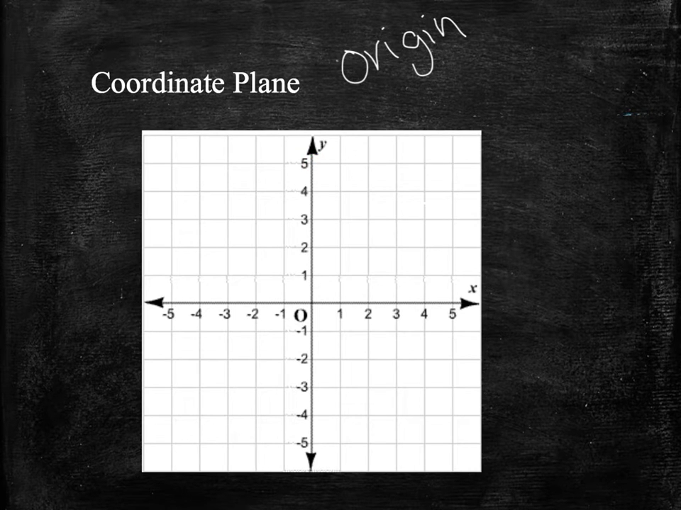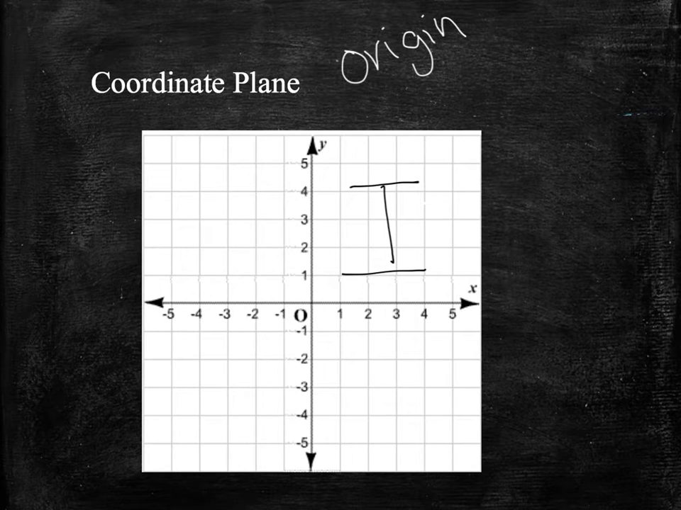Alright, we also have quadrants. Quadrants label different parts of the graph. So we have 4 different quadrants right here, right here, right here, and right here. You can see how it split the axes up. Quadrant number 1 is in the top. Everything is positive. You can see here positive x values, positive y values.